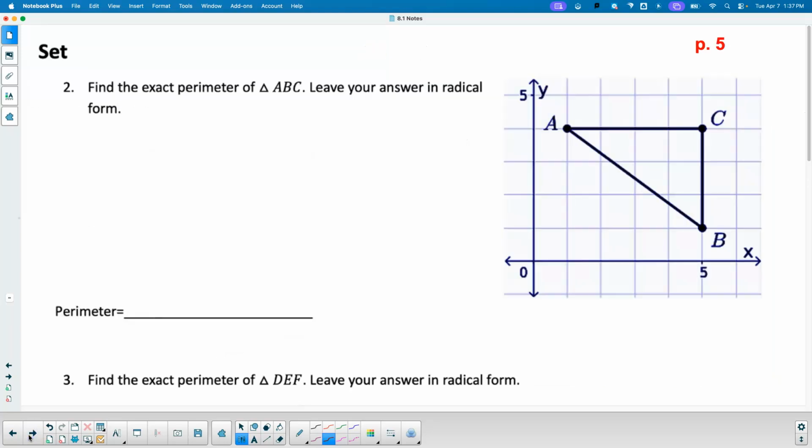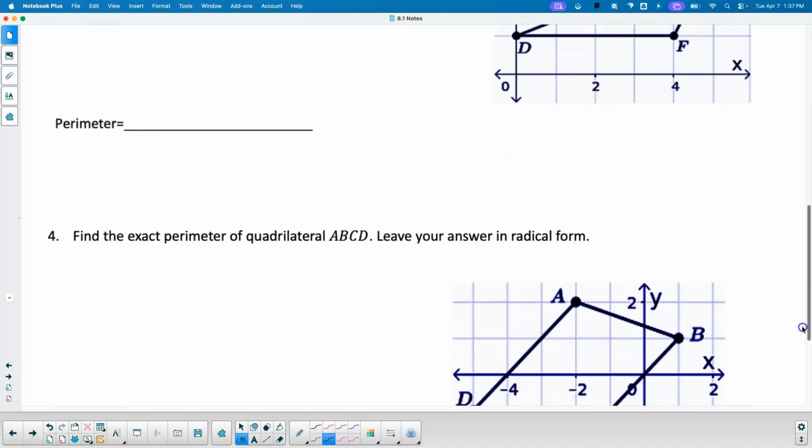Number 2, we want the exact perimeter. Does that mean you get to use your calculator? For exact perimeter? Should I see a decimal there? Is what I'm asking. No, it says exact perimeter. That means you leave it in radical form. Okay? Exact means you leave it in radical form. It even says that right after it. Leave answer in radical form. Okay?